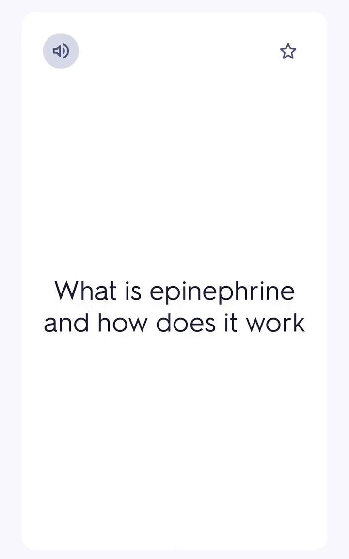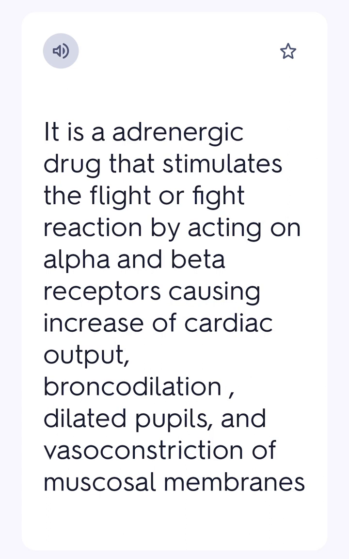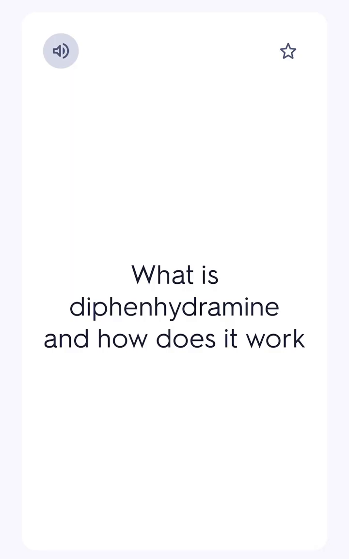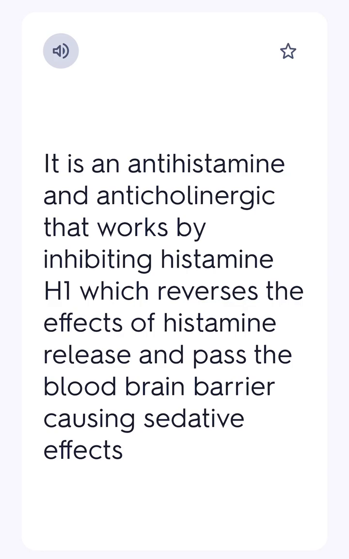What is epinephrine, and how does it work? It is an adrenergic drug that stimulates the fight or flight reaction by acting on alpha and beta receptors, causing increase of cardiac output, bronchodilation, dilated pupils, and vasoconstriction of mucosal membranes. What is diphenhydramine, and how does it work? It is an antihistamine and anticholinergic that works by inhibiting histamine H1, which reverses the effects of histamine release, and crosses the blood-brain barrier, causing sedative effects.